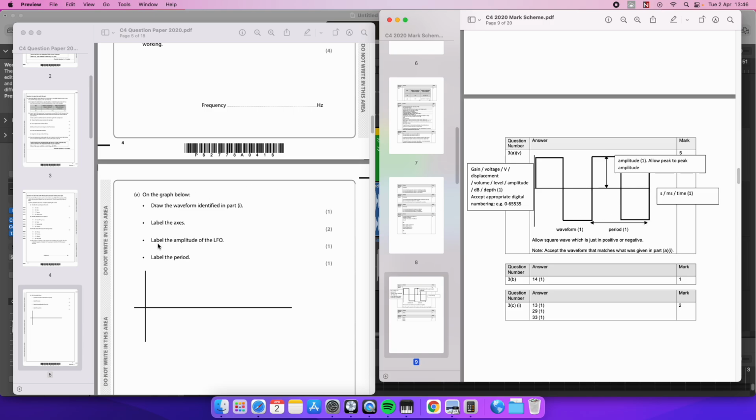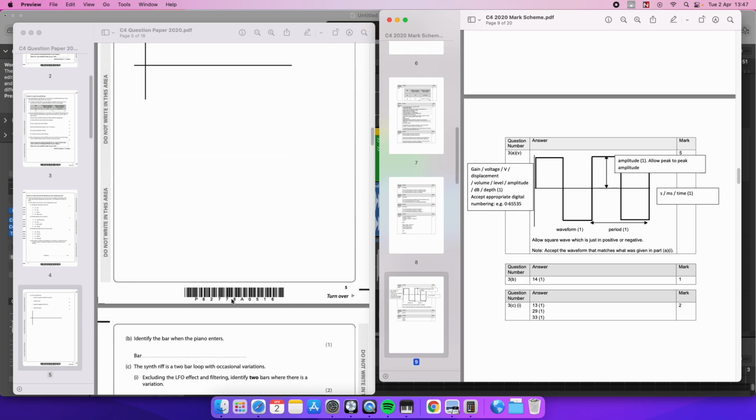It says label the period of the entire wave, label the amplitude of the waveform. Here it is. It's turning on. There's a positive. Label the axes, so over time, voltage. Draw the waveform as well. So there's the waveform. There's a mark for the waveform. There we go. Very nice. Nice little bit of graph study right there.